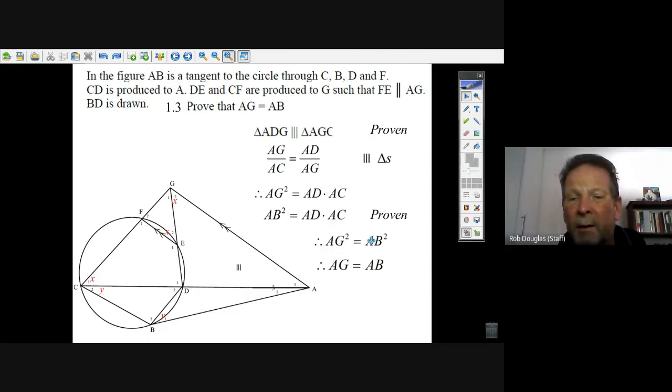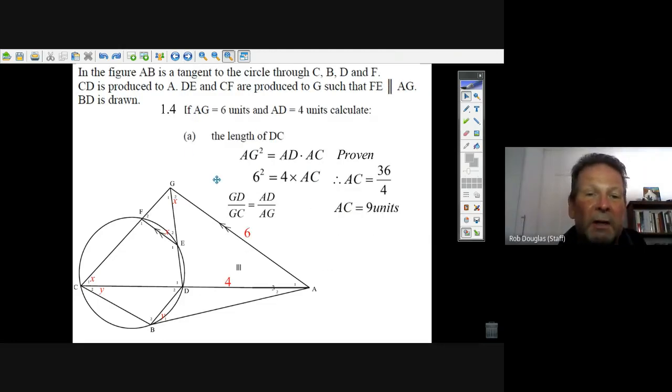Well, if AG squared equals AB squared, if I square root both sides, I get AG equals AB. Once you see what you're supposed to do, it's easy, but it's pretty darn tricky coming up with it. Even I had to look and go, it wasn't so easy. But they use this trick more than once. I've seen it more than once, but it takes some thinking. I hope that helped.